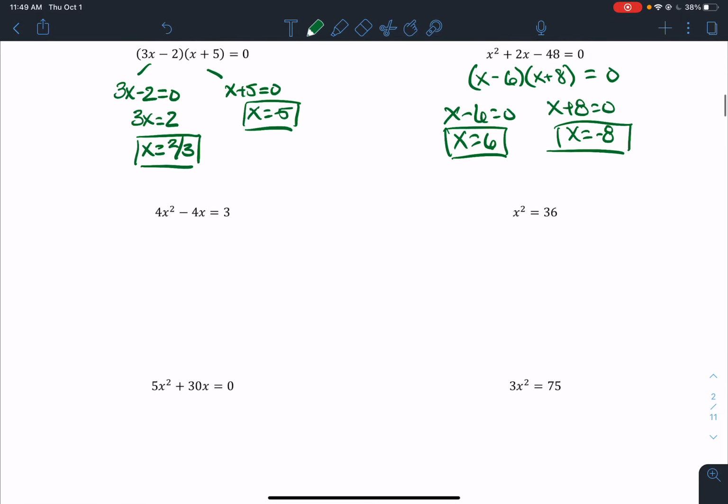All right. In our next example, I have 4x squared minus 4x equals 3. Well, one thing I need to make sure is that one of these sides is equal to 0. That's the only way that the zero product property works. All right, now I need to factor. In order to factor this, let's see. I'm going to need to split this 4 up into either 4 and 1 or 2 and 2.